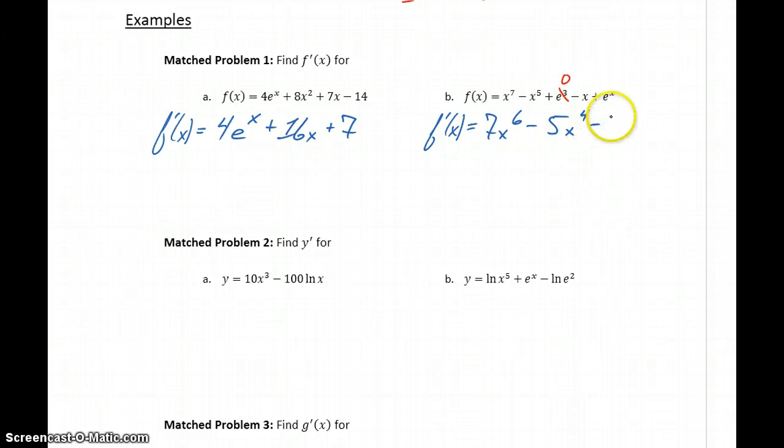So minus the derivative of x, which is 1, plus the derivative of e to the x, which is e to the x.